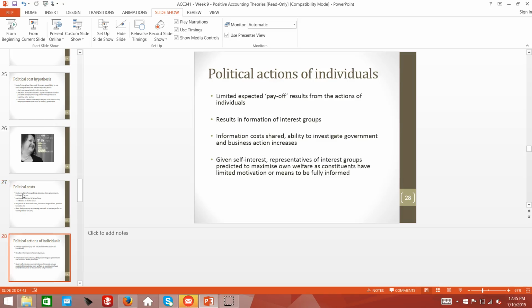So when we talk about political scrutiny, it's not just the attention of governments, it's also political action of individuals. So we know as individuals, there's not much we can do, but we form interest groups. What happens then? The information costs are shared. There's an ability to investigate government. Because we're larger as an interest group, we have a lot more credibility. We don't look like one individual nutter. We're a group of organised nutters. Given self-interest, representatives of interest groups are predicted to maximise their own welfare as constituents have limited motivation or means to be fully informed. What does that mean? The lobby groups themselves become a political power, and they're potentially acting in their own interests as well.